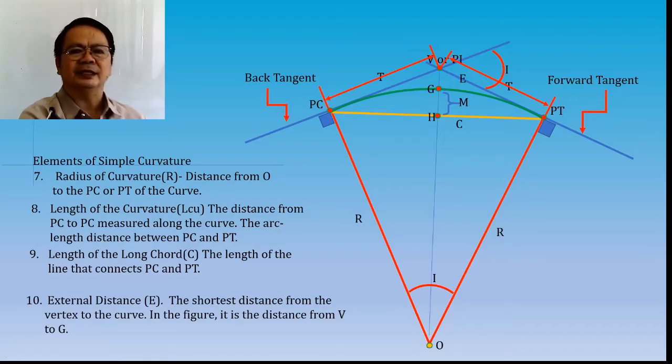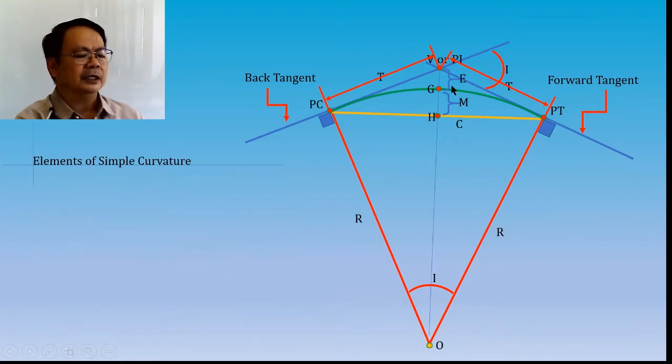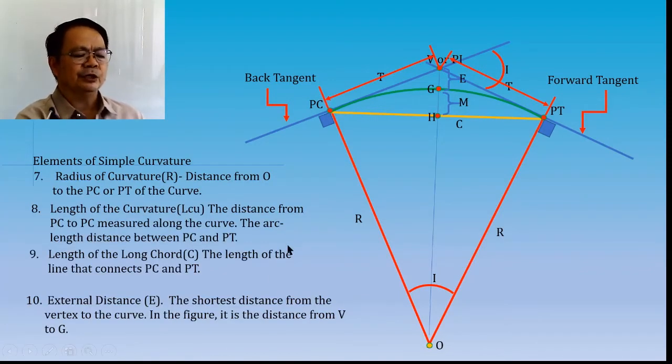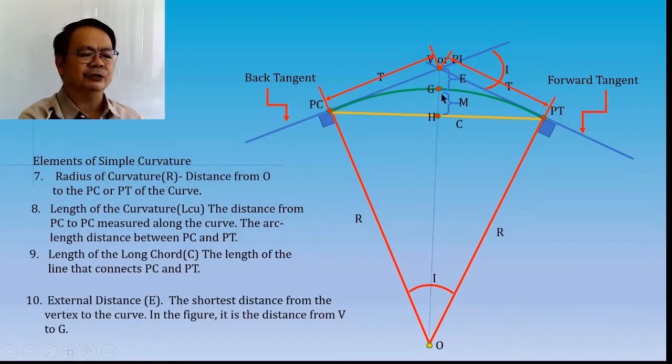Next is the external distance, the one that you are seeing here blinking. That external distance is the shortest distance actually from the vertex to the curve. Mula daw sa vertex to the curve, yun yung shortest. And this is measured directly along the line that joins V to the center. So, from this point to that point, we call that as the external distance of the simple curvature.